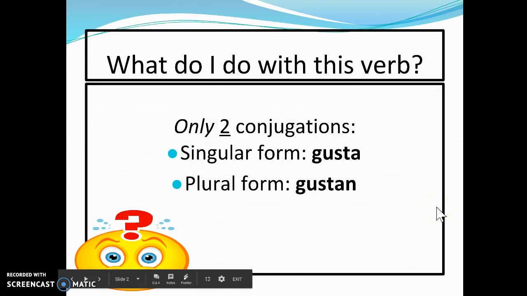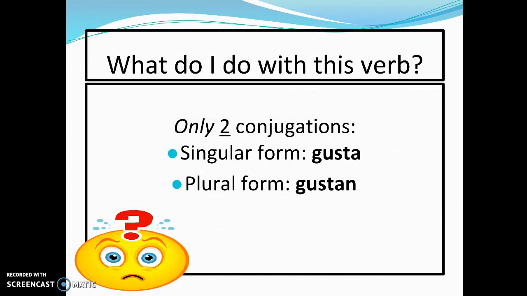First off, the most important thing you need to remember about gustar is that it only has 2 conjugations. There's a singular form, which is gusta, and a plural form, which is gustan. These are the only 2 forms of gustar that can be used in the present tense, which is what we are currently working with.